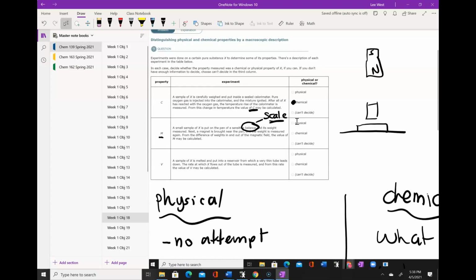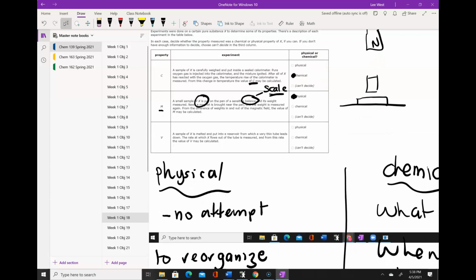All right, so are we attempting to reorganize how the atoms in X are organized, are connected to one another? And the answer is no. We're just measuring how X interacts with a magnet. So this is a physical property, right? This is a physical property. Magnetism is a physical property.